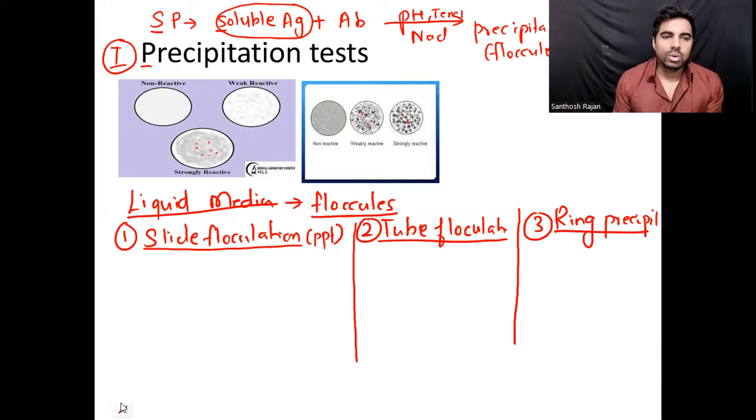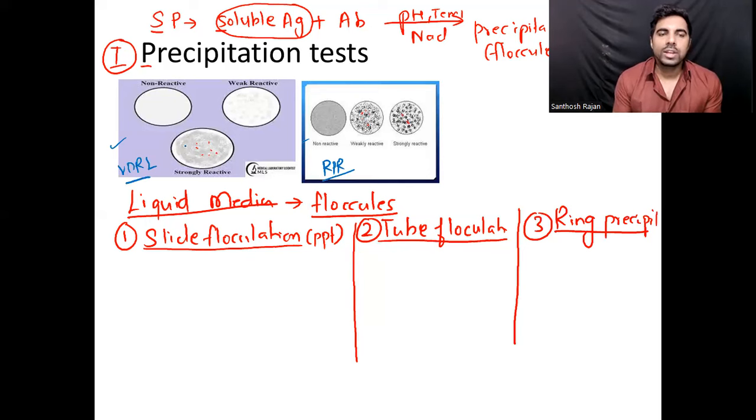Now let's go here. What are the important things? Slide flocculation means, see, these two are the slide tests. The first one is VDRL and the second one is RPR, rapid plasma reagin.